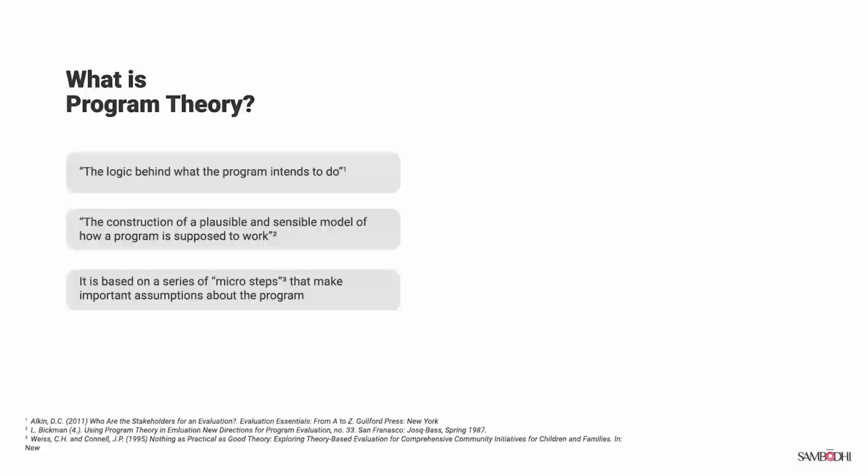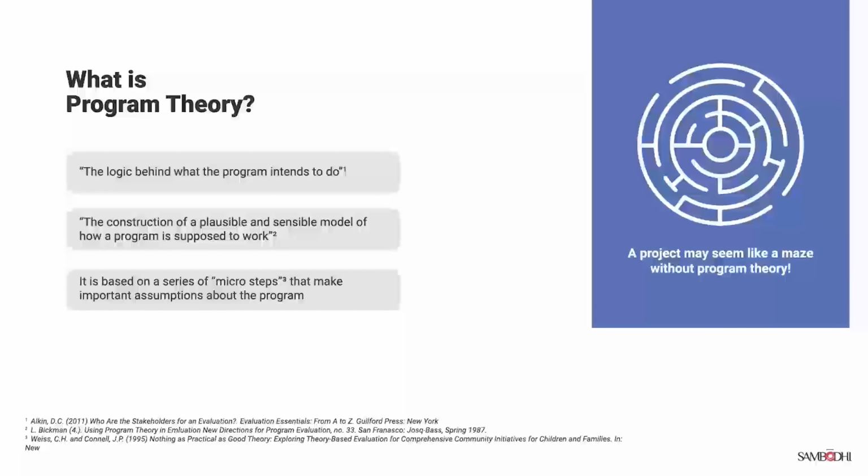Program theory determines what a program intends to do. It is necessary to construct a plausible and sensible model for how a program is supposed to work. This theory is based on a series of micro steps that make important assumptions about the program. Without a program theory, a project may even seem like a maze.